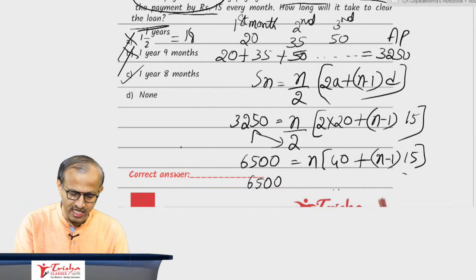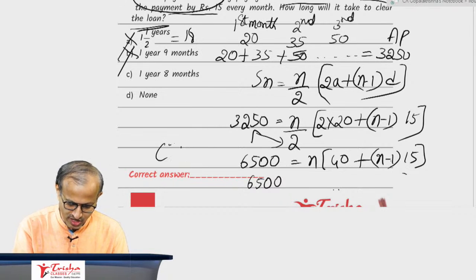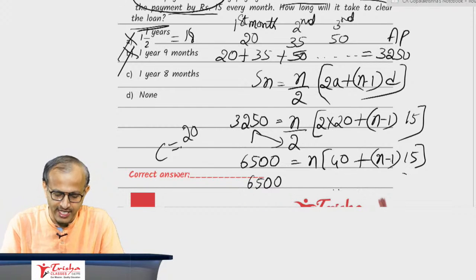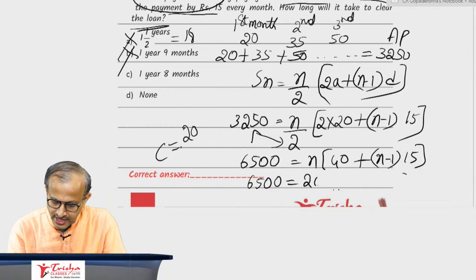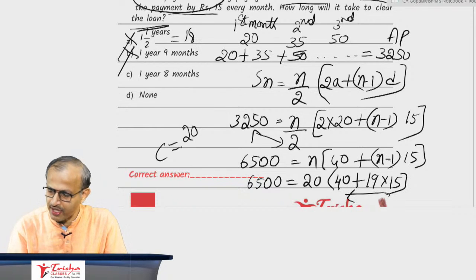Shall I try with C? C has to be the answer, otherwise D has to be the conclusion. I don't know C or D, I'll go for C. 1 year 8 months, 12 plus 8, 20. Substitute 20, 40 plus 20 minus 1, 19 into 15. This is how: multiply and then add. 19 into 15 is 285 plus 40, you will get 325 into 20. You got the answer 6500.